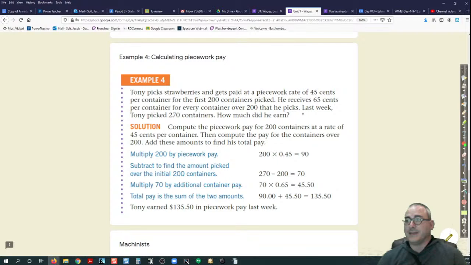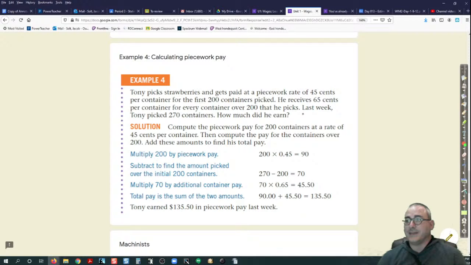Well, here's how we'll figure that out. We'll first compute the piecework pay for the 200 containers at a rate of 45 cents per container. Then we'll compute the pay for the containers over 200, and then we'll add these two things together to find the total pay, right? So here's the 200 containers times 45 cents each. That's 90 bucks. Then we're going to find out how many he picked over the 200. That's 270 minus 200 gives us 70. We know that these last 70 get paid at a higher rate at 65 cents each. So 70 times 65 cents each is $45.50. Add the 90, add the $45.50. We get $135. Tony earns $135 in piecework pay.